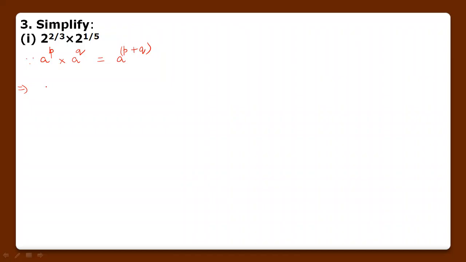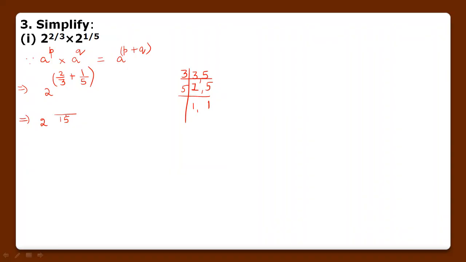So let's apply. We'll write here like this: 2 raised to the power 2 upon 3 plus 1 upon 5. We will solve this expression step by step. We will take the LCM of 3 and 5. We know how to take the LCM. It is very easy in this way. So 3 5s are 15.